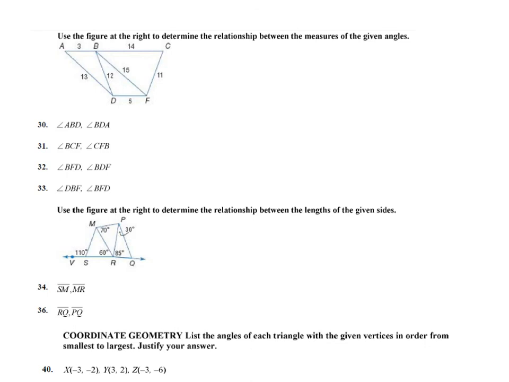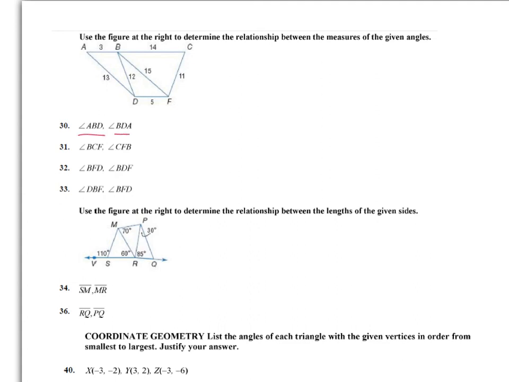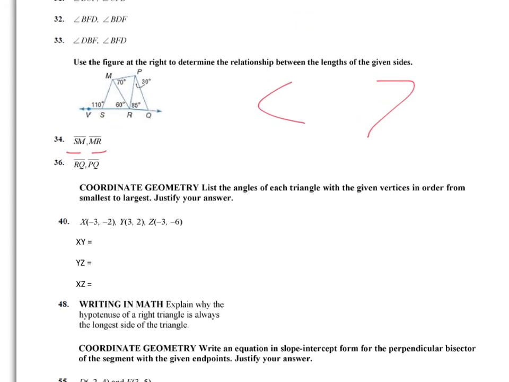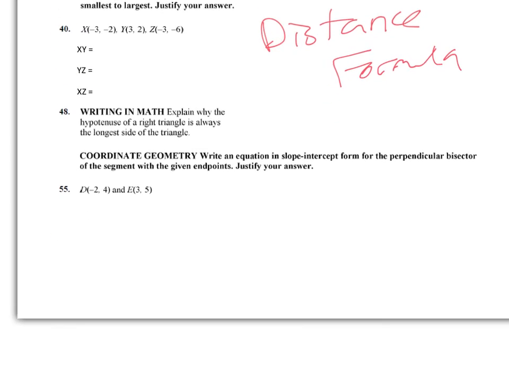Numbers 30 through 33, you're going to be looking at the two angles and determining whether they're less than or greater than. 34, 36, the two segments, you're going to determine which one is greater than or less than. And the rest of those are some tricky ones. Number 40, again, you'll be using distance formula there. And the others, I'll let you work your way through those as well. So that's all we have for today's lesson.